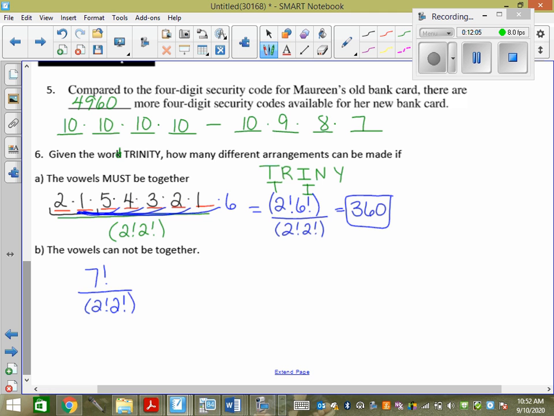That's Trinity, no restrictions. Then I'm going to subtract off all the ways that the vowels are together, and what will be left over are all the cases where the vowels are not together, right? So I'm going to subtract 360 from here because I already did the vowels together. And what do you get as an answer? 900. Close. 2 zeros at the end. Okay? Does that make sense?